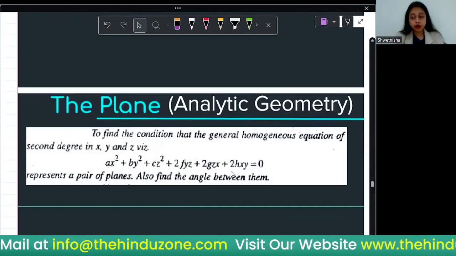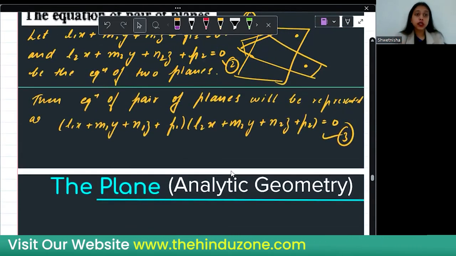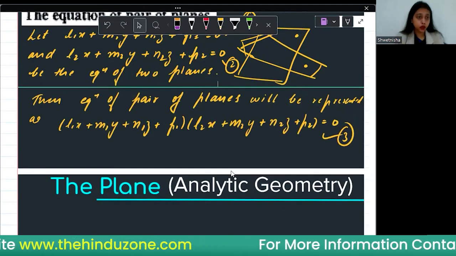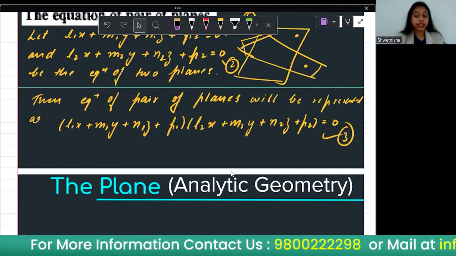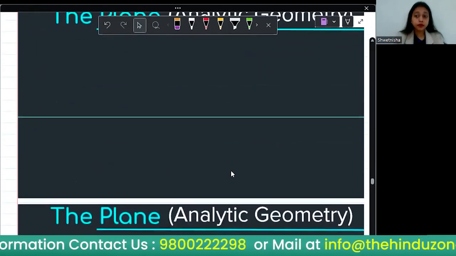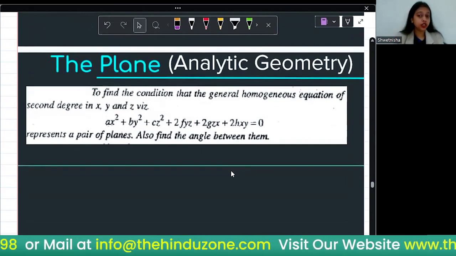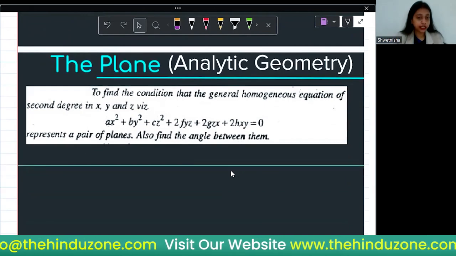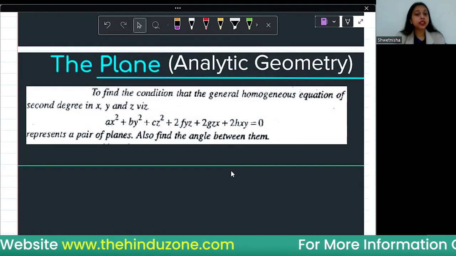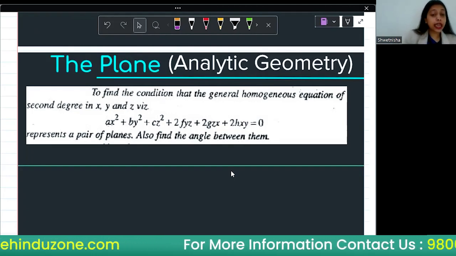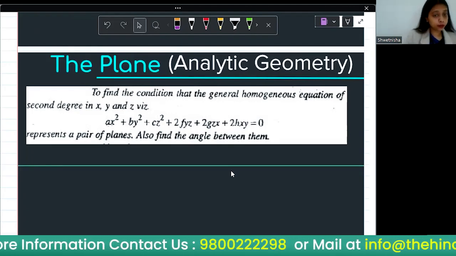Also see this equation. This equation number 3 is what? This is not a linear equation in x, y, z. You will get a quadratic: x squared, y squared, z squared. So this is second degree in x, y, z, right? Now we have a condition here. We need to find the condition that the general homogeneous equation of second degree in x, y, z, which is this equation, represents a pair of planes. Now it's not like every second degree equation in x, y, z is representing a pair of planes.